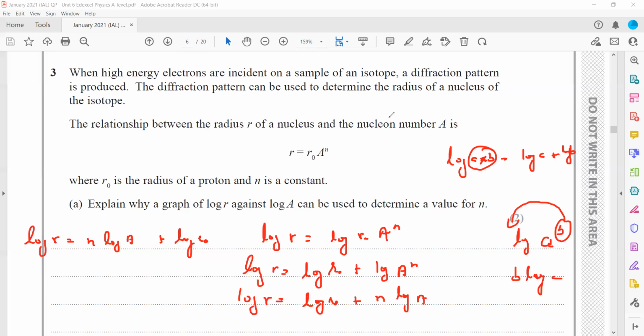When I compare with the equation of a straight line, y equals mx plus c, this is y and this is x. So what will be the gradient? The gradient will be equal to n. If we plot a graph, the y-intercept will be log R naught, and the gradient of this graph will be equal to n. So we can use this to determine the value of n. Basically, n is the gradient of a graph between log R and log A.